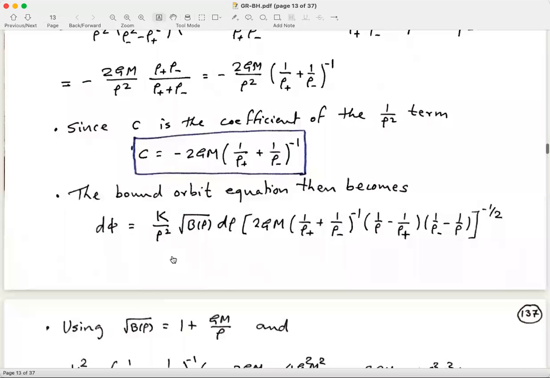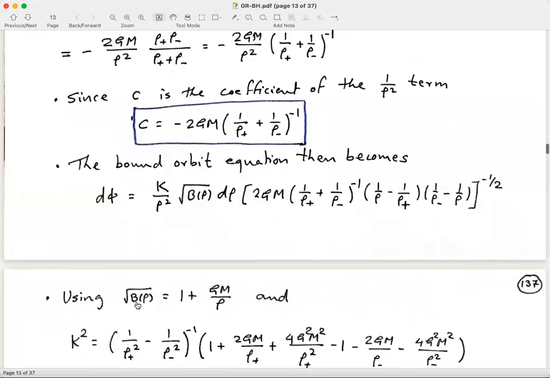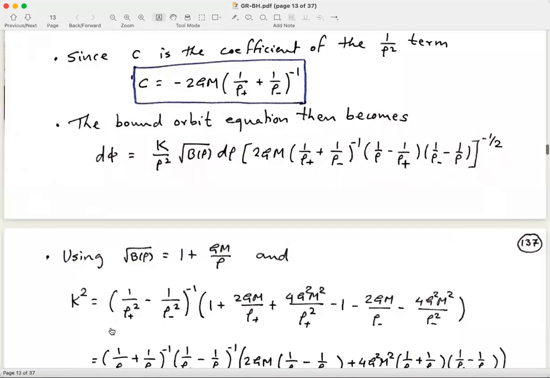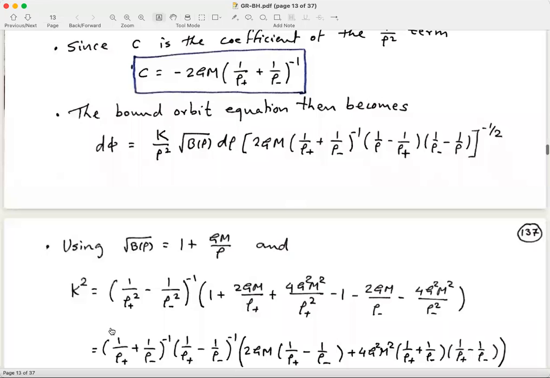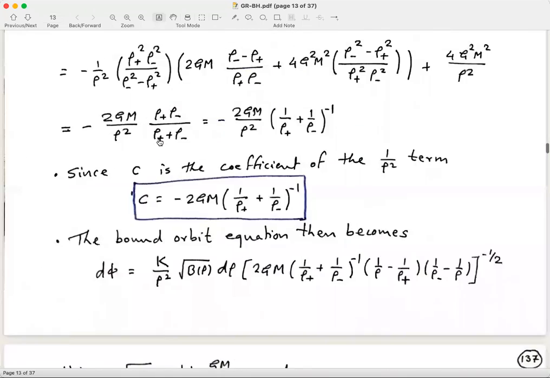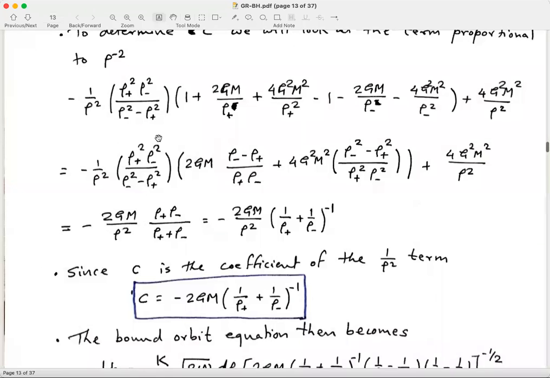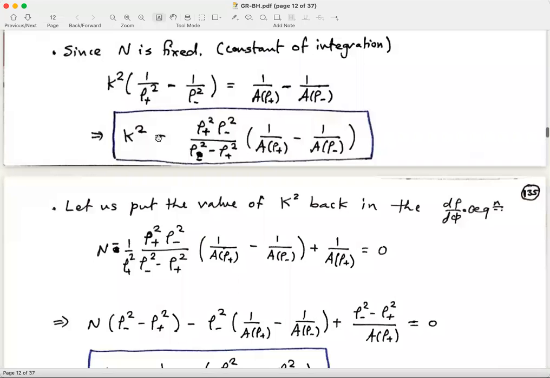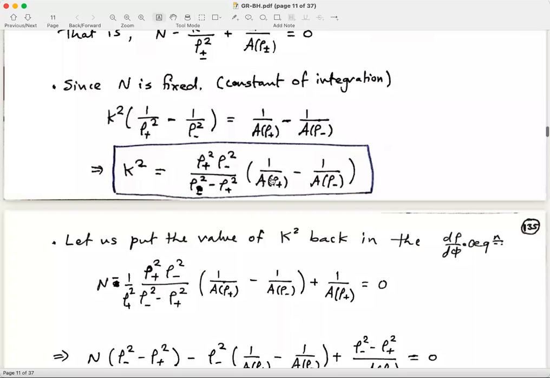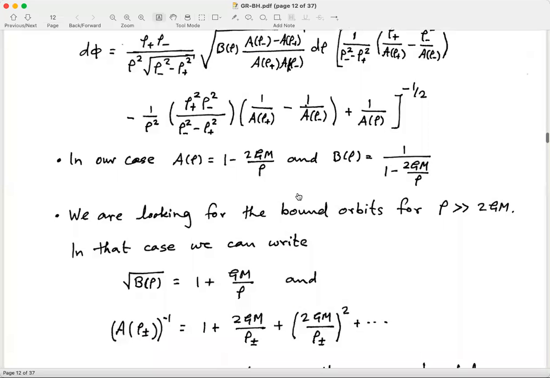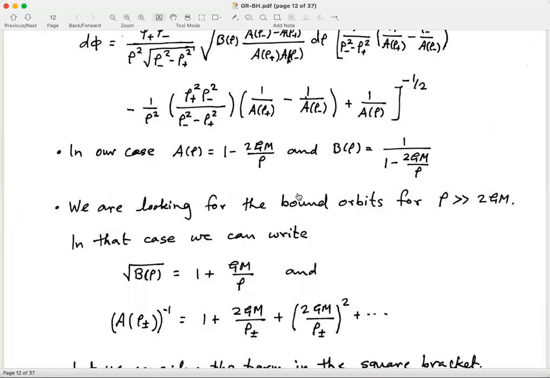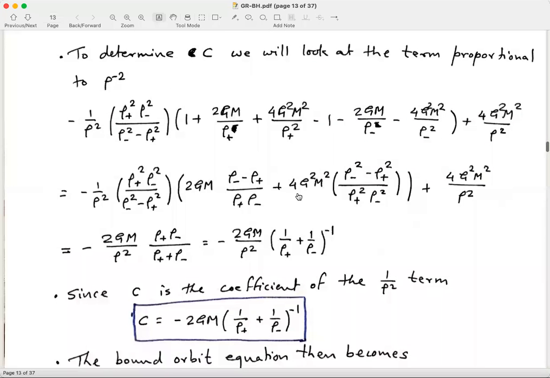Now we can substitute b of rho, which we had already said is 1 plus gm upon rho. Plug that in and compute. To do that, you also need k, which was obtained out here, and we know what a of rho and a of rho plus and rho minus are, which were written out here. So we need to plug in this other messy equation, but it can be simplified.